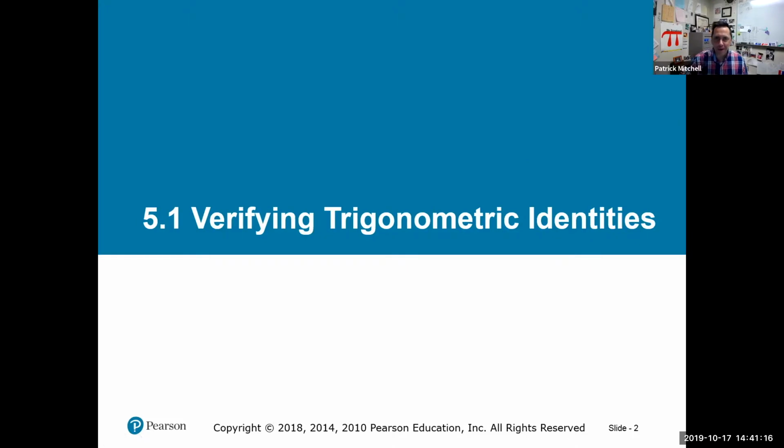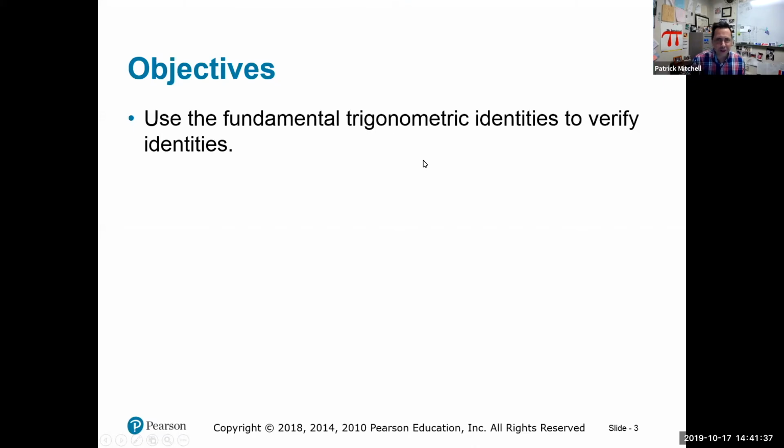This is the moment we've all been waiting for, Section 5.1, Verifying Trigonometric Identities. All of those sections that we just reviewed in Chapter P were to prepare us for this section, because we're going to be using a lot of algebra tricks. In this section, there is one and only one objective: use the fundamental trigonometric identities to verify identities.